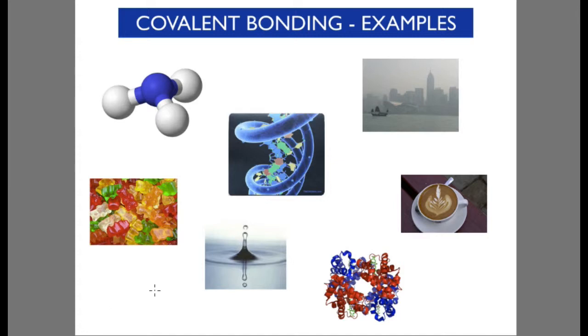What else? We've got a protein, a globular protein by the looks of it, here. All the bonds within this are covalent bonds. We've got the covalent bonds in milk here, within the lactose molecule, for example. And here we've got some pollution of Hong Kong. And the airborne molecules in pollution contain covalent bonds.